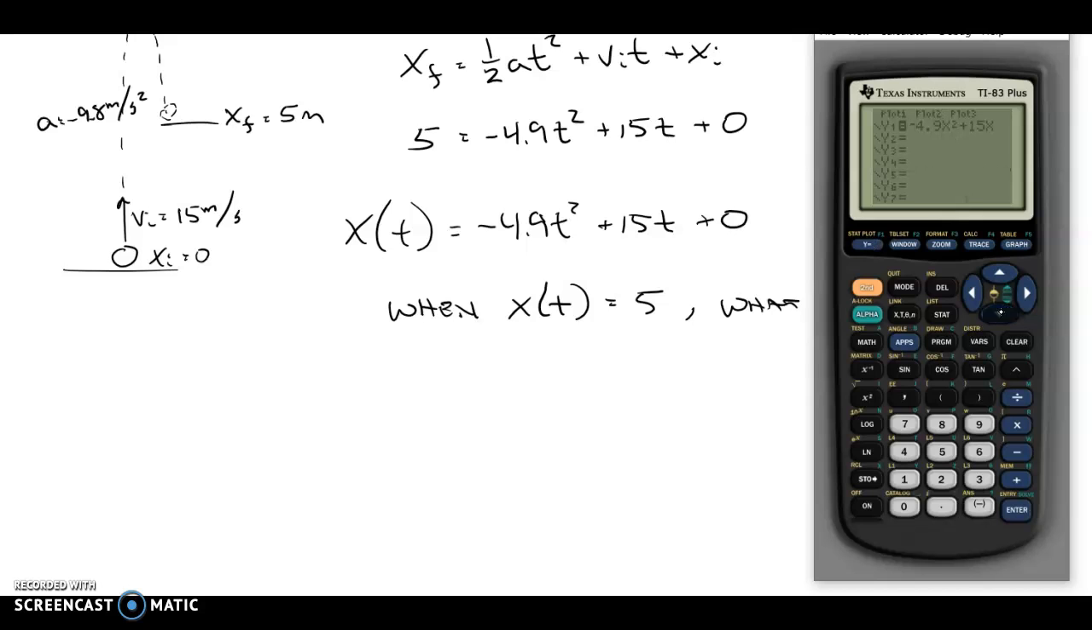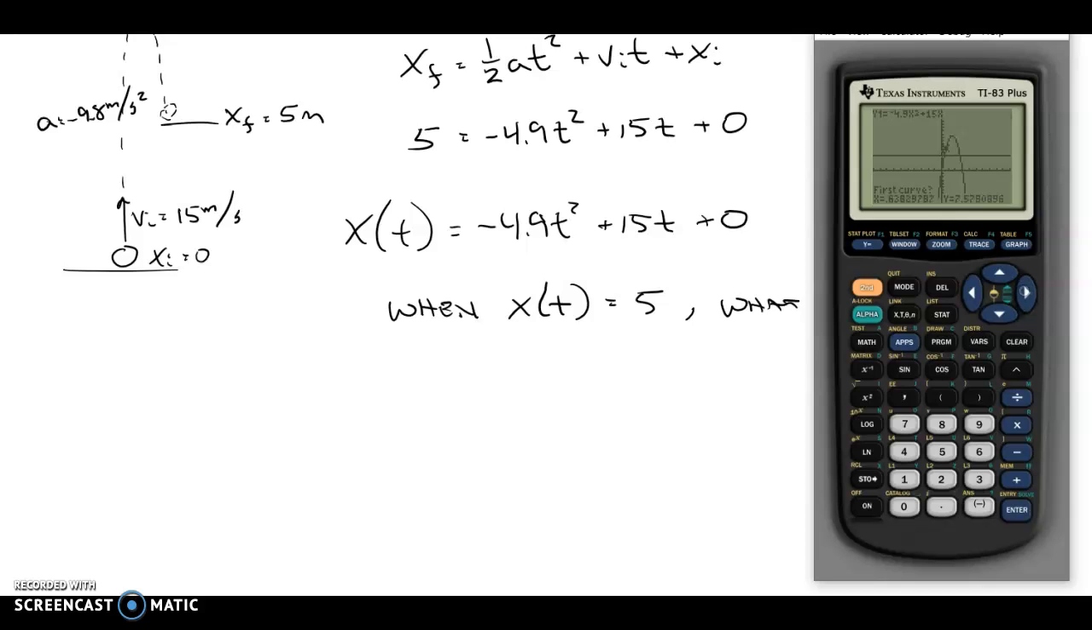So if I just graph a line at y equals 5, and I graph them both, you'll see that line will cut through here. And it kind of looks like my picture. What I really want is, what are those intersects? So second calc 5 will give me intersect. Now it looks like it intersects that height of 5 on the way up.